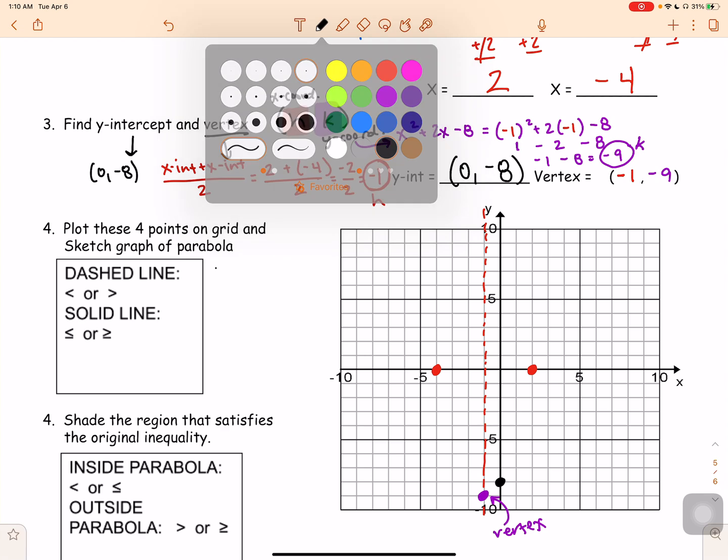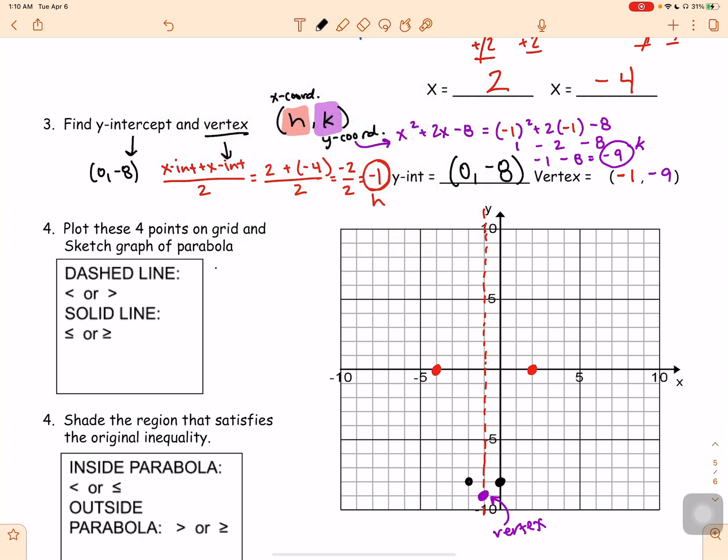That is our vertex. And now you see that since it's symmetrical, we know that this point here is also going to be on our parabola, just like this one here is. Okay? So now I can kind of just sketch. Oh, wait a minute. I almost forgot.